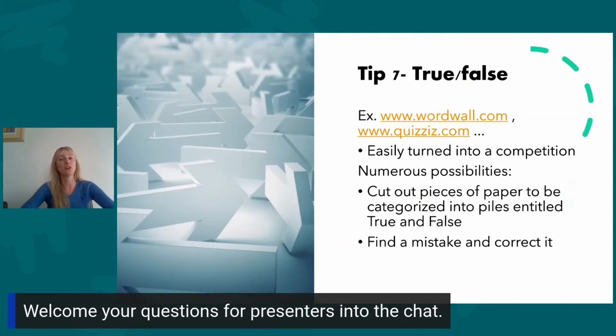As for my following tip, you can always use true and false exercises. Many tools can be used, and I've named only 2 here, even though there are numerous digital tools that you can use. Or the old-fashioned strategy, you can cut out pieces of paper with words or sentences, and they have to think whether the sentences are true or false, and say so. You can turn it easily into a competition or into a find a mistake and correct it activity and similar.